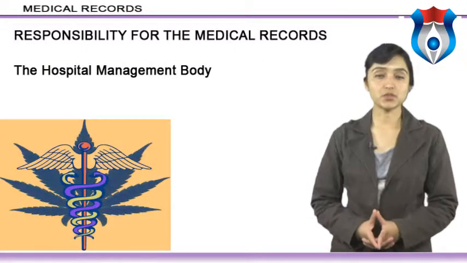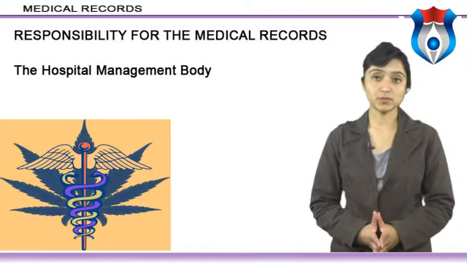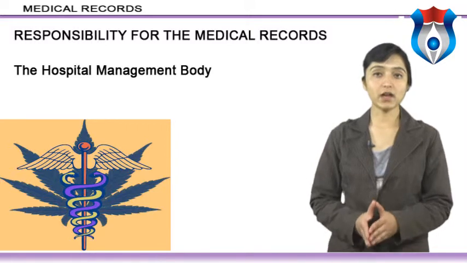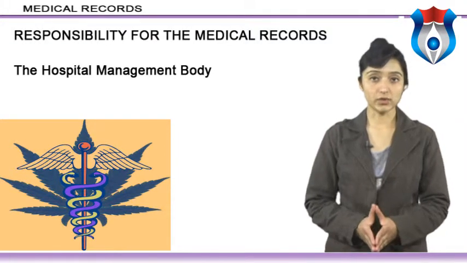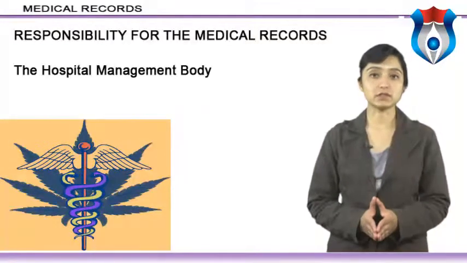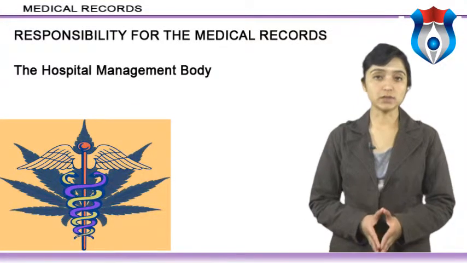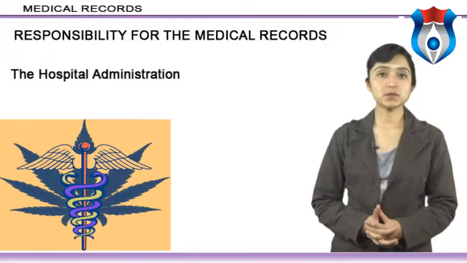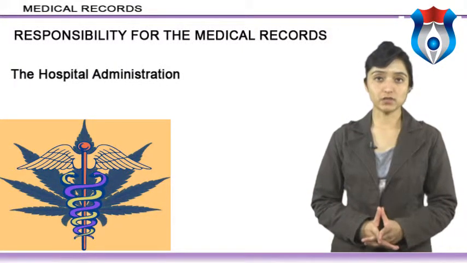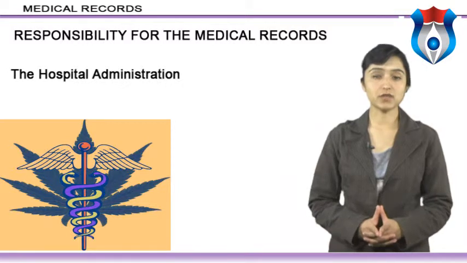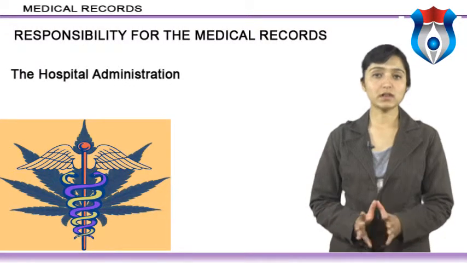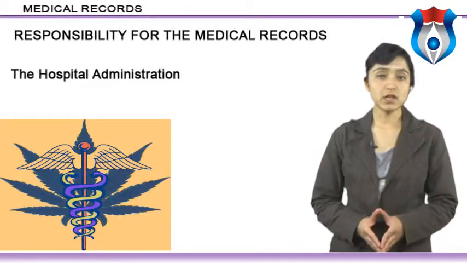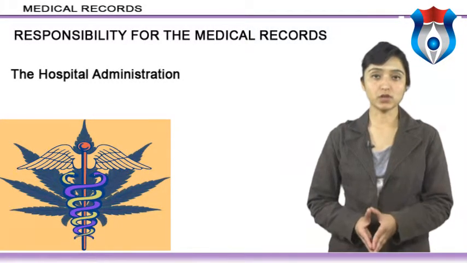The hospital management body: the hospital management body is responsible for the proper care of the patient and for providing an appropriate infrastructure by appointing capable and qualified personnel for the efficient management of the hospital. The hospital administration: the prime responsibility of the Chief Executive Officer and the Medical Director as part of the administration is to ensure that the medical and non-medical staff follows the rules and regulations established by the hospital with regard to patient care.